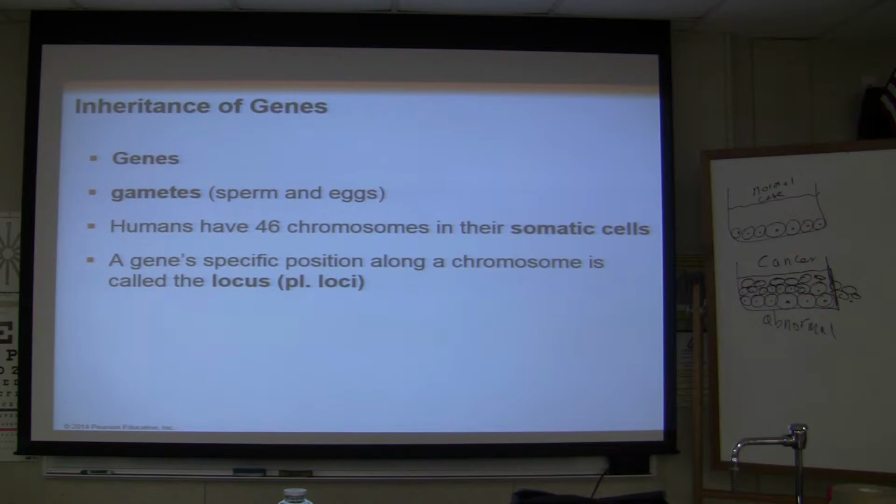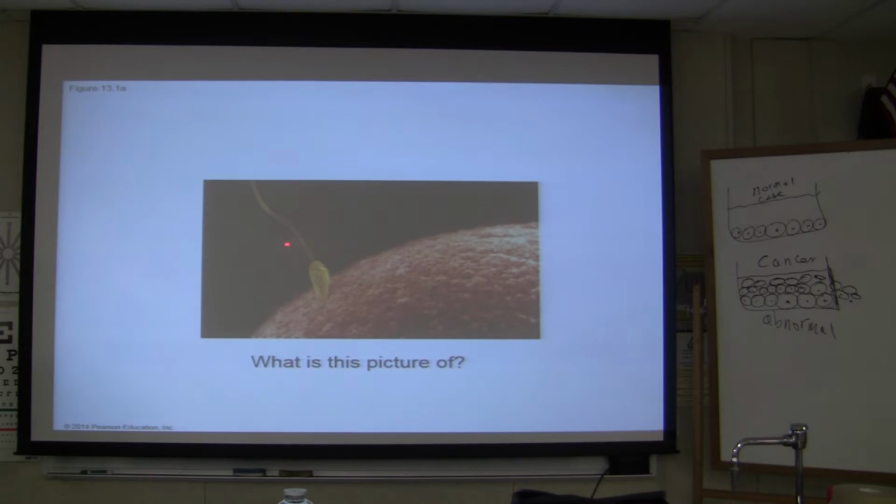You all know what a gene is. A unit of inheritance is called a gene. A gamete is a sperm, egg, or pollen. Those are all gametes. What you saw here, that's a gamete. Is that right? This is a gamete. This is a gamete.